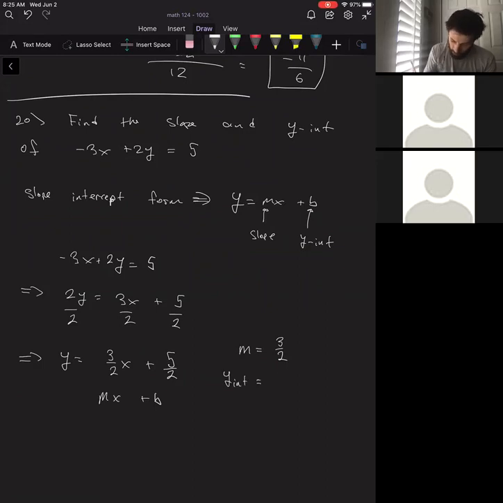But remember, it's a point. So it really means it's the point (0, 5/2). The y-intercept is 5 over 2, but we write it as a point. It's when x is 0. If you plug in 0 here, you see the 3 halves x goes away, and you're just left with 5 over 2.